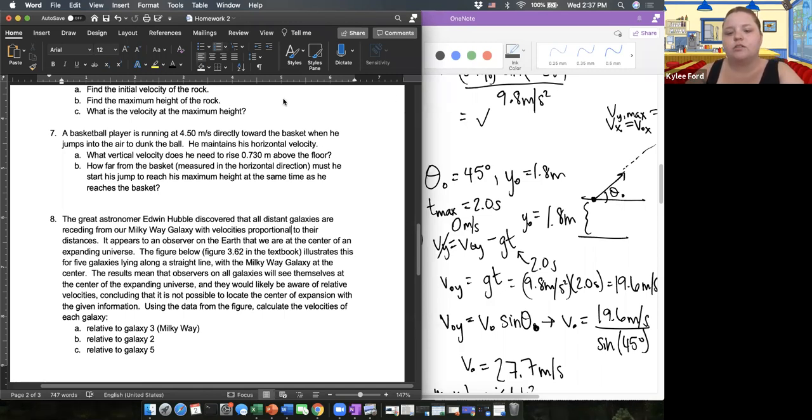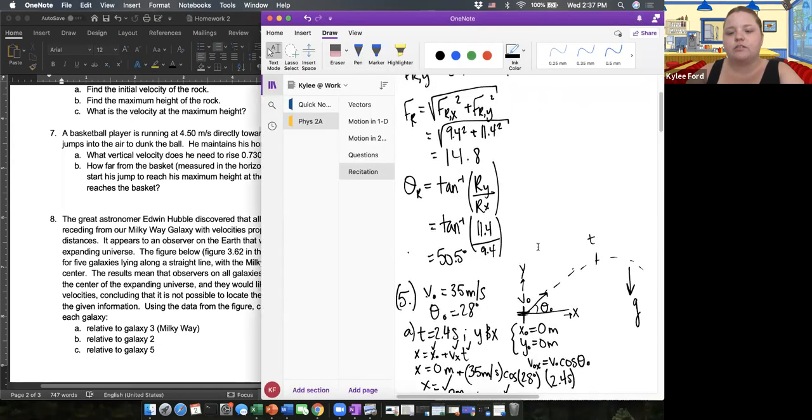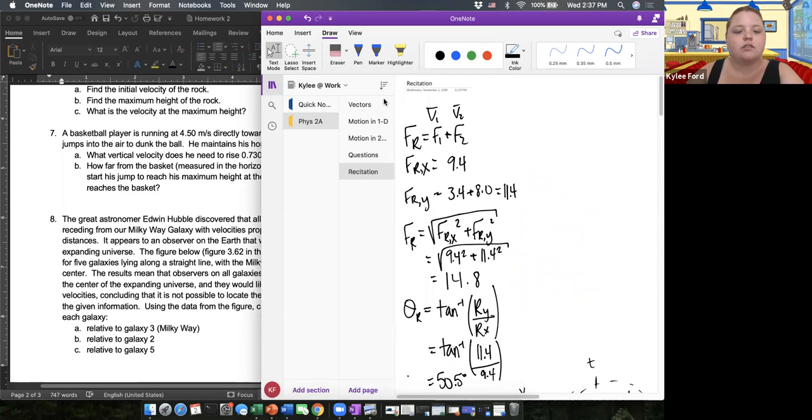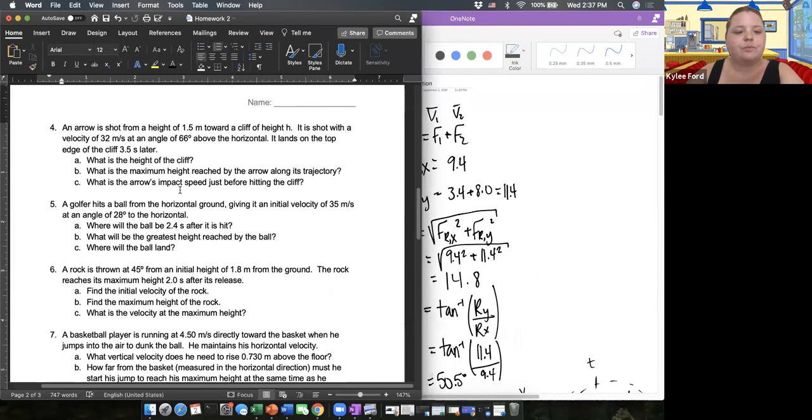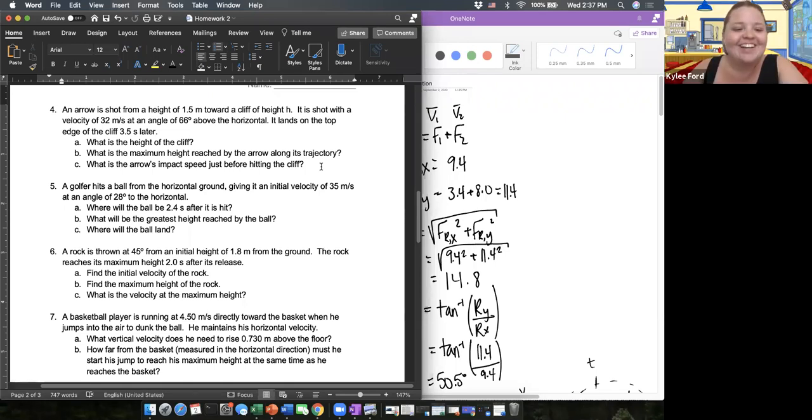Number 4. Did we do number 4 together? Let's see. No, we didn't do number 4. I was just saying because I did it, and I got a negative like 8 point something, and I'm confused. Okay, let's see. Maximum height reached by the arrow. That would seem odd to get negative. Let me see if I did that one.